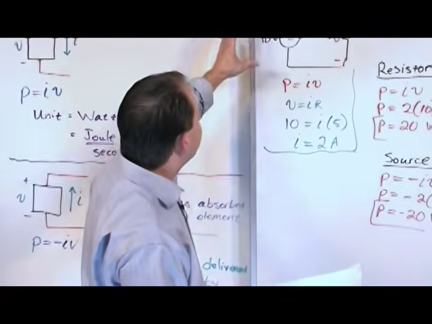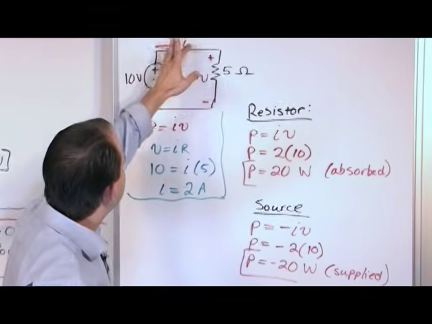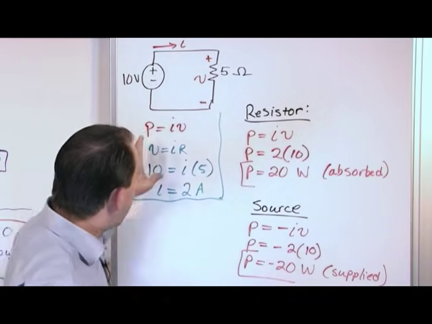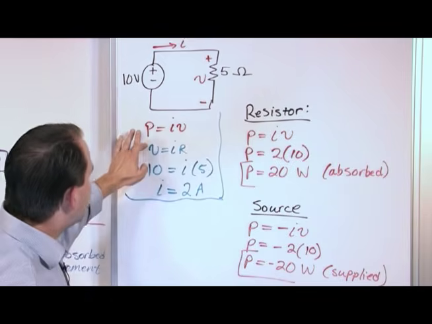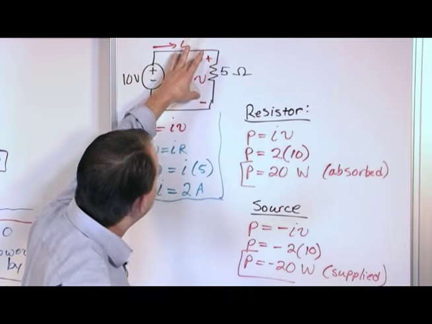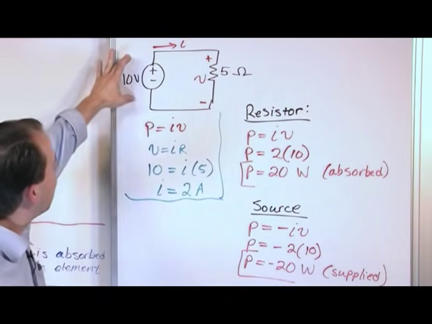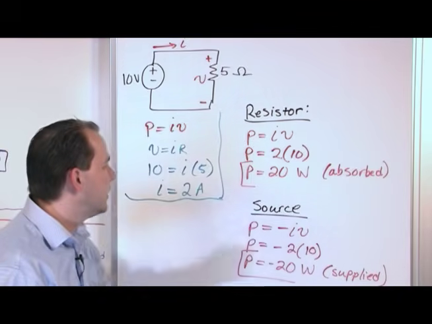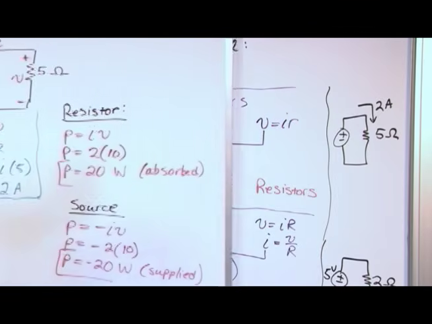So when we have a simple arrangement like this, we can calculate the current from Ohm's law, because Ohm's law is always valid. Then we calculate the power absorbed by the resistor and the power delivered by the source, and it's equal and opposite, and it always has to be like that.